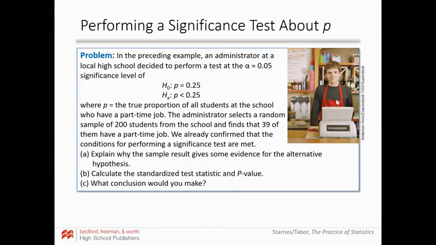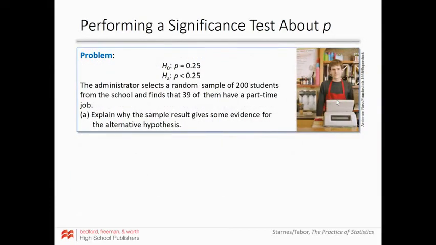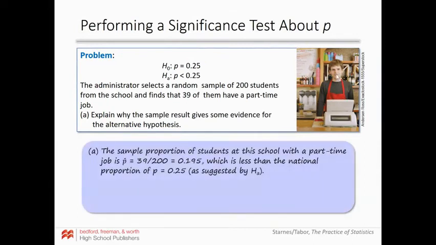All right, so let's look at another example. In the preceding example, an administrator at the school was looking at if less than 25% of the kids had a job, and they're using an alpha level of 0.05. So the sample of 200 students found 39 of them had a part-time job. So it says we're going to find 3 things. Explain why the sample results give some evidence for the alternate hypothesis. Well, if you just straight up did p hat, which is 39 out of 200, you get a p hat of 0.195, which is less than 0.25.